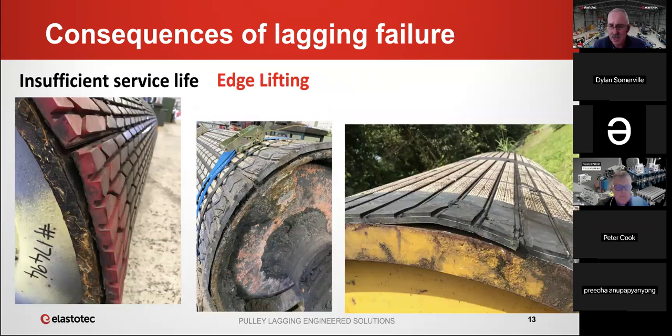Edge lifting. So again, this is insufficient service life. It's most common with cold bond pulley lagging, and for pulleys that are operating in a very wet environment. The photo on the left and the photo in the center are both from underground coal mines, and you can see the shell is very, very badly corroded. The photo on the right is also coal bond lagging, but it's actually a pulley that's never gone into service. We'll talk about that a bit more shortly.